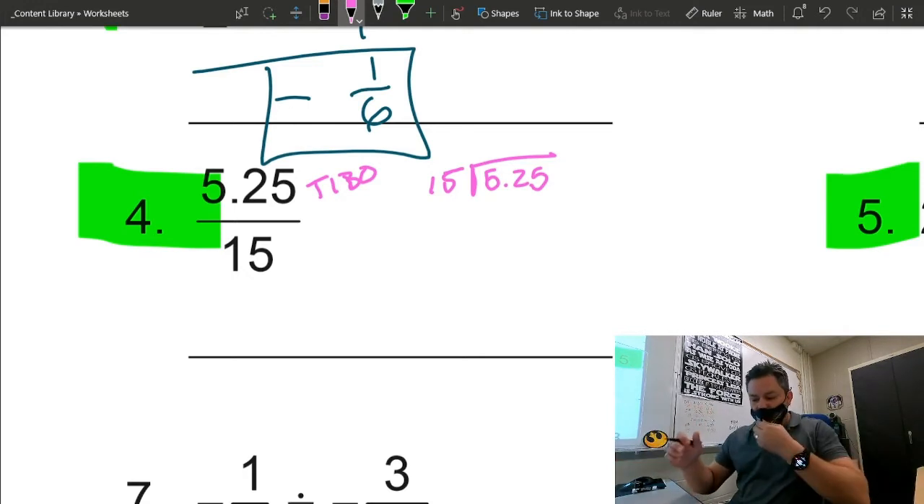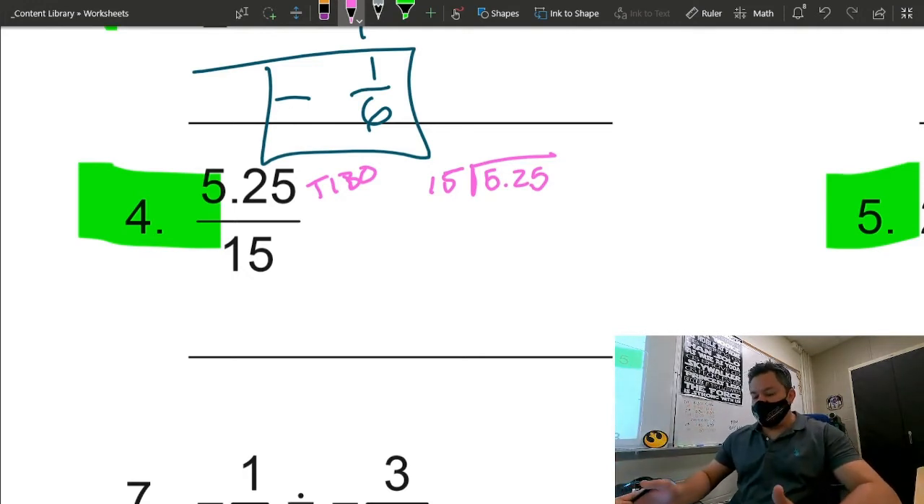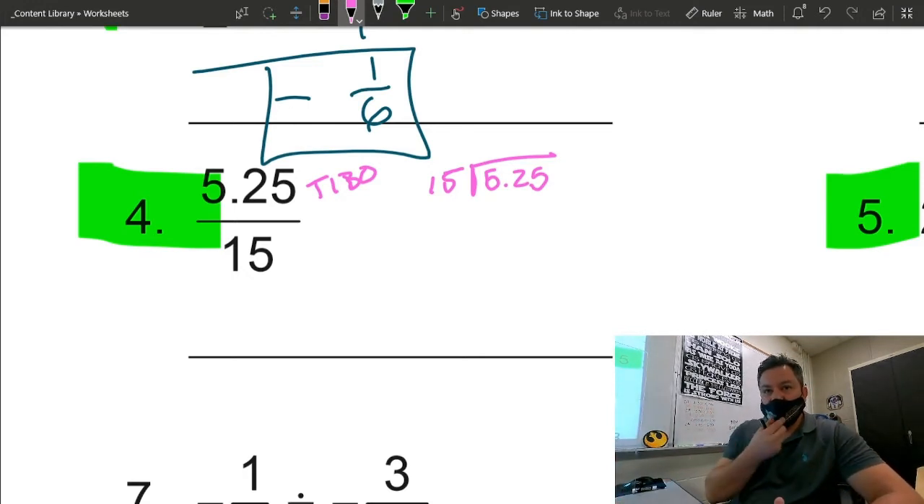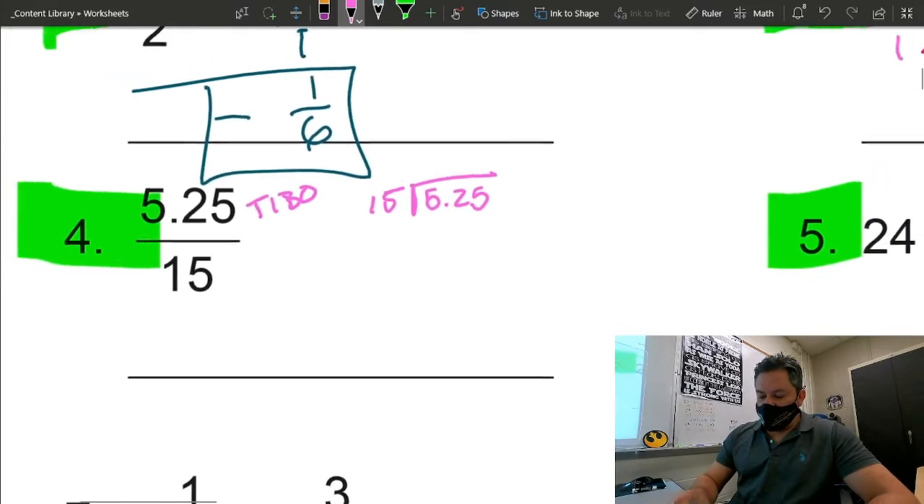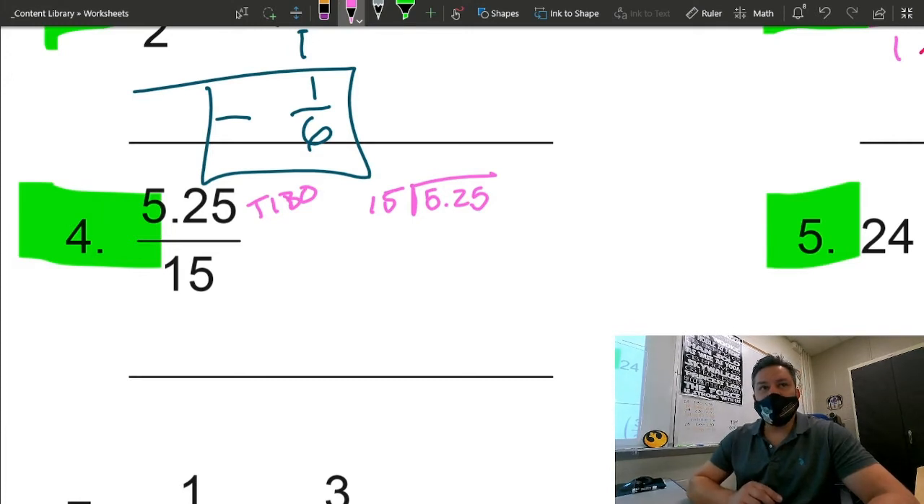Now, at this point, this is a long division. These are the ones that many of you struggle with the most. So let's go ahead and figure this out. First of all, how many times does 15 go into 5? You can't, right? It's 0. So you just put in a 0, bring the decimal up, and then move forward.